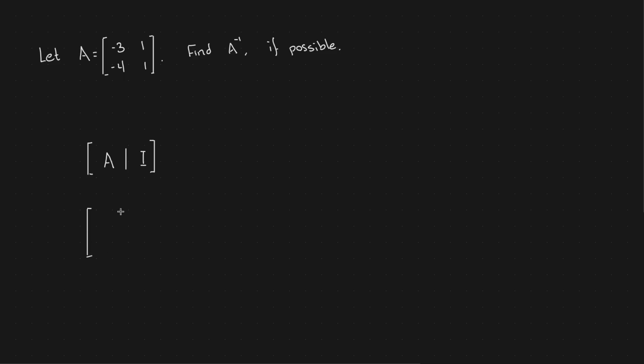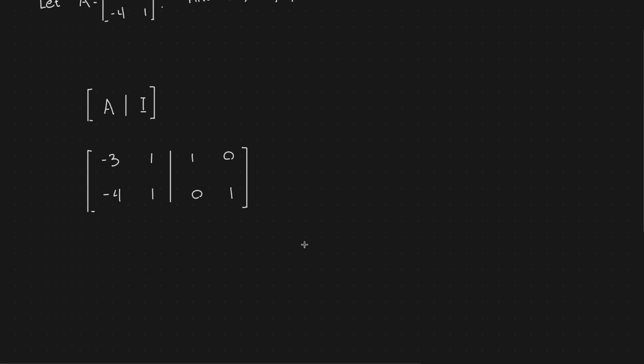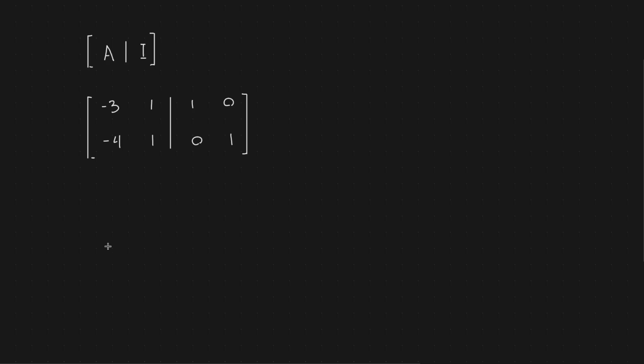So that means we have -3, 1, -4, 1 on the left side of the augmented matrix. And on the right side, the 2 by 2 identity matrix, 1, 0, 0, 1. And our goal is to try to transform this into the identity matrix. And we're going to do that by just getting into reduced row echelon form. Okay? We want this as the identity matrix, if we can.